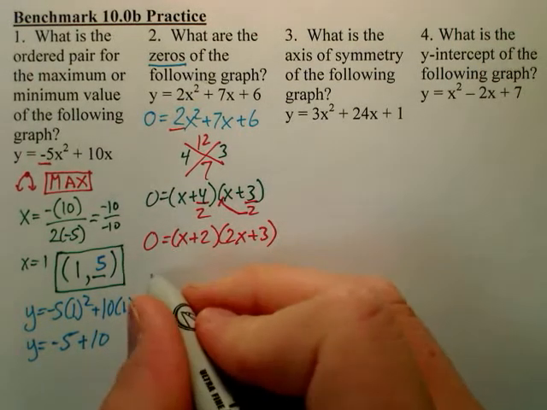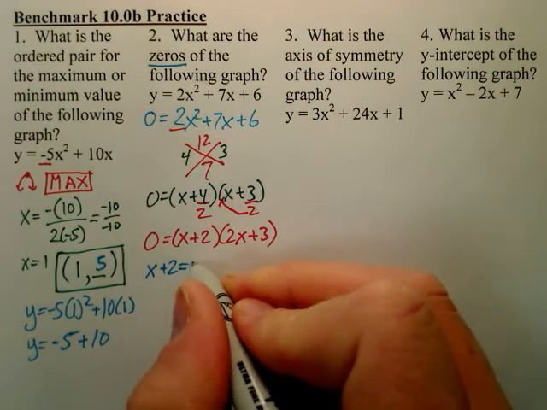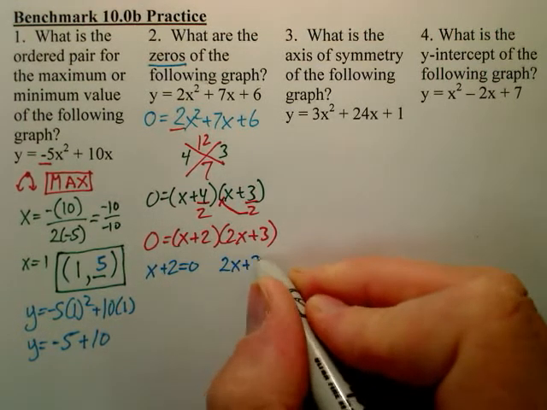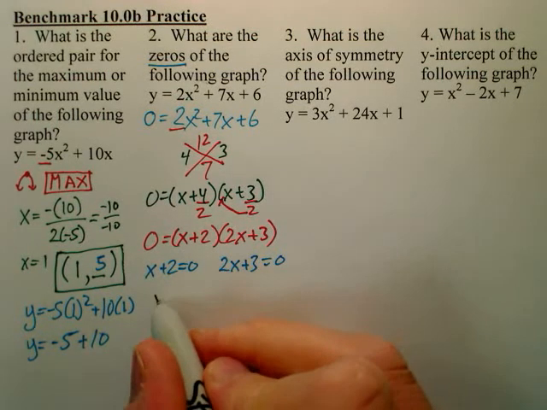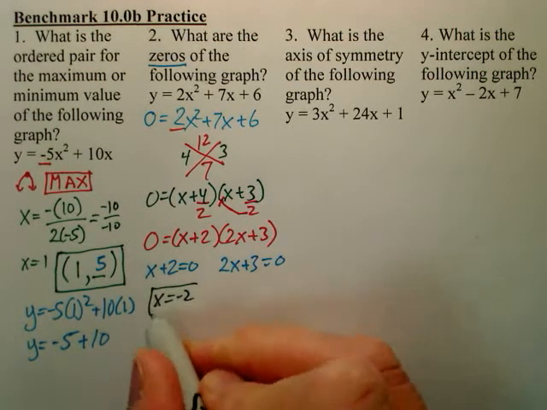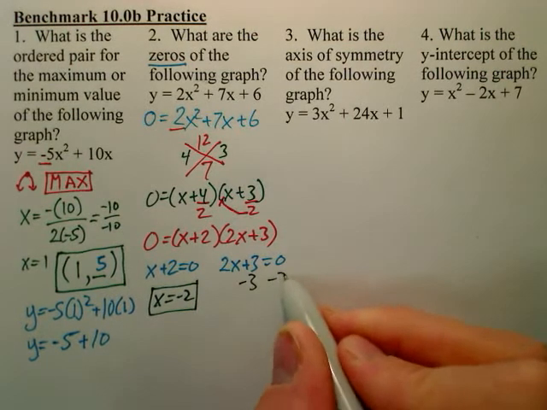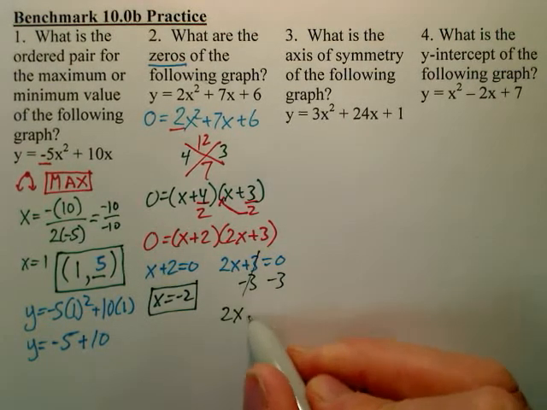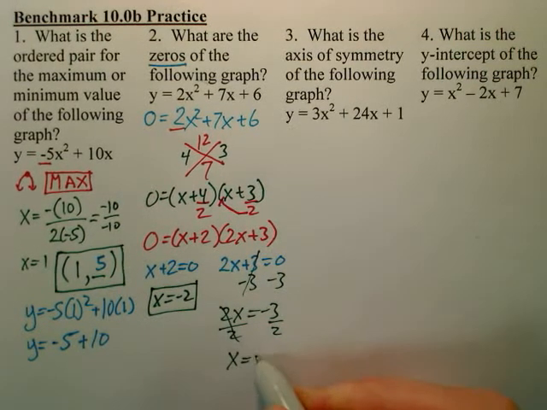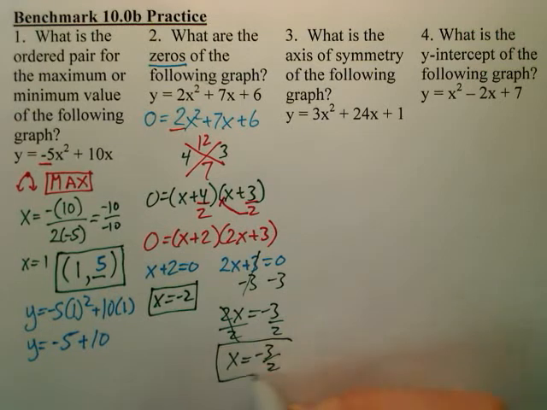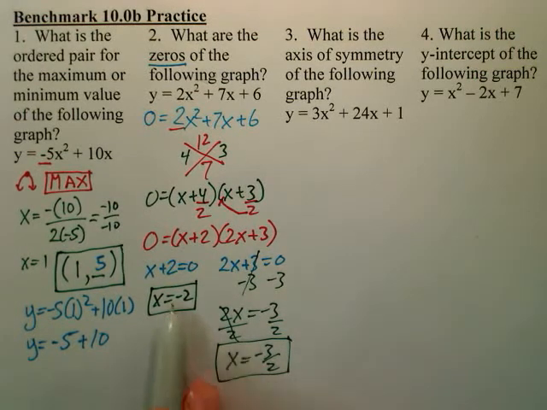Now what I do is I set each of these equal to 0. So x plus 2 can equal 0, or 2x plus 3 could also equal 0. And we solve these. This one is a simple one. This is negative 2. When I solve this one, you might have to show your work. You subtract the 3 over, and then you divide by 2. So x equals negative 3 over 2. Those are my two zeros, my two x-intercepts, the two places where the graph crosses the x-axis.